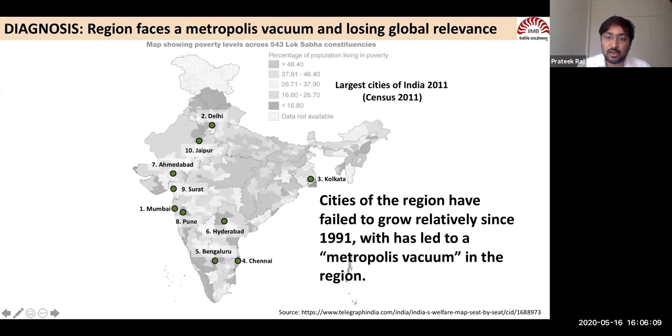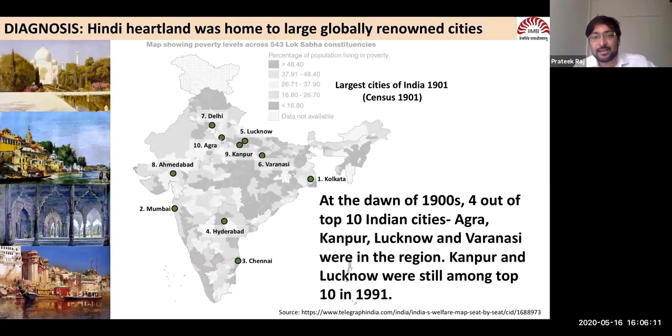Now, what is interesting is that at least in 1991, at the time of liberalization, there were still two large cities in the region, Kanpur and Lucknow. They were still two of the 10 largest cities. It was not so that the Hindi heartland started to decline immediately after independence. Uttar Pradesh has about 17 or 18% of the population of India. It had two of the largest 10 cities, so it was kind of proportionate to the population in that sense.